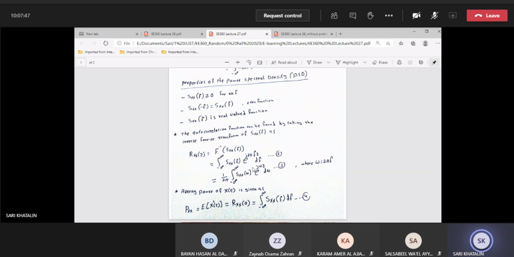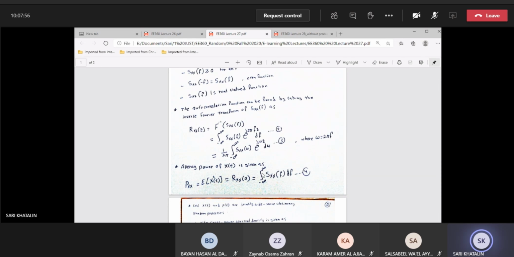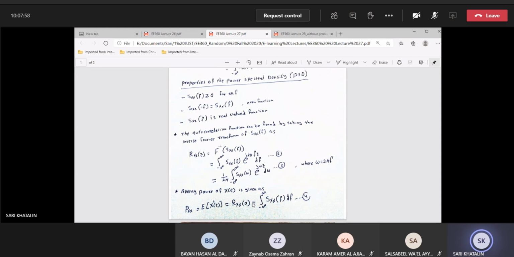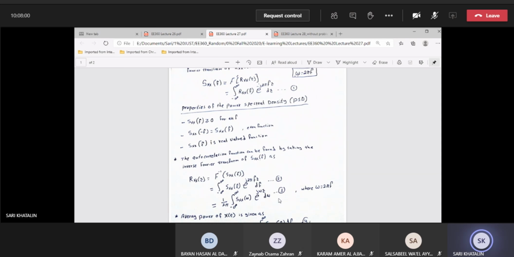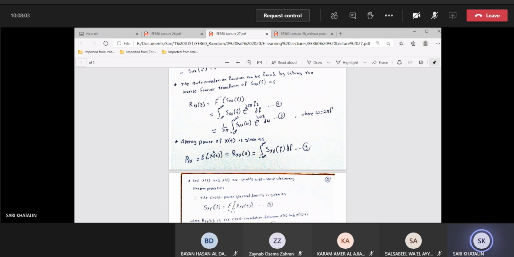So now we have introduced the PSD, the power spectrum density, and also the average power. We can find the average power directly from the autocorrelation, or from the power spectral density by taking the integration.